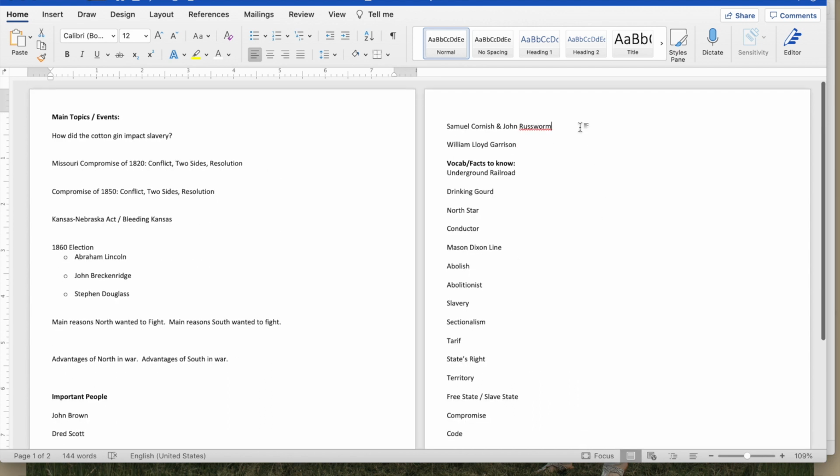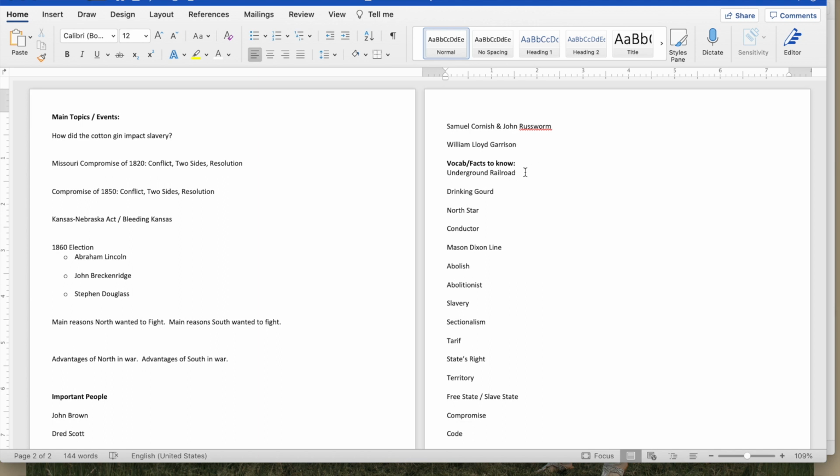On the backside, Samuel Cornish and John Russwurm, they were African Americans. They were free, and they started a newspaper called Freedom's Journal. William Lloyd Garrison, kind of similar, except he was not a slave. He was a white Northerner, and he started a newspaper called The Liberator.